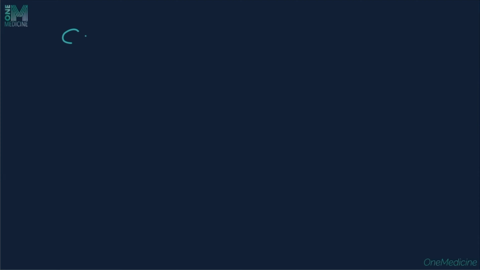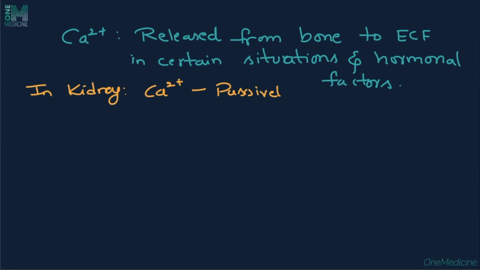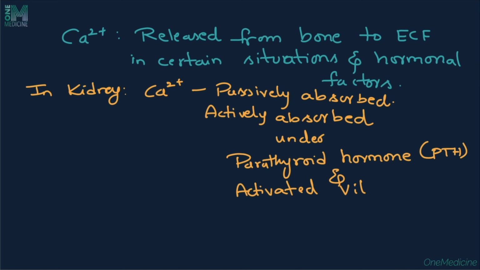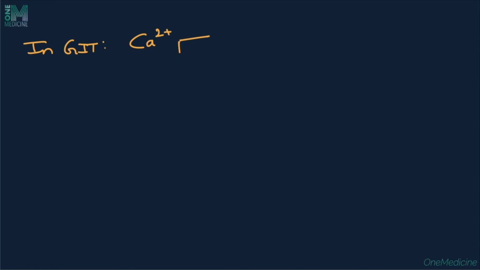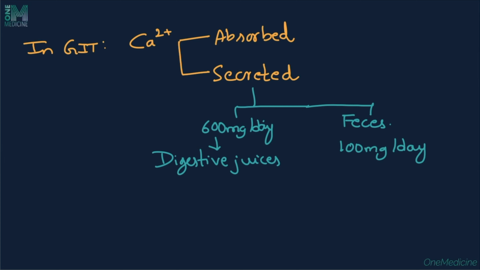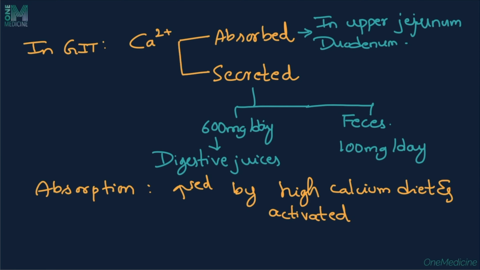A small proportion of calcium in the bone can be readily released into the extracellular fluid depending on metabolic circumstances and hormonal factors. In the kidney, most calcium is passively reabsorbed. Some calcium is actively reabsorbed under the influence of parathyroid hormone, activated vitamin D, calcitonin, androgens, and estrogens. In the gastrointestinal tract, calcium is absorbed and secreted. Around 600 mg per day is secreted in digestive juices and 100 mg per day is excreted in feces. Calcium is mostly absorbed in the duodenum and upper jejunum and is enhanced by a high oral intake of calcium and an abundance of activated vitamin D.